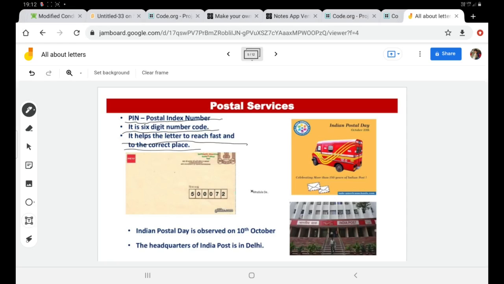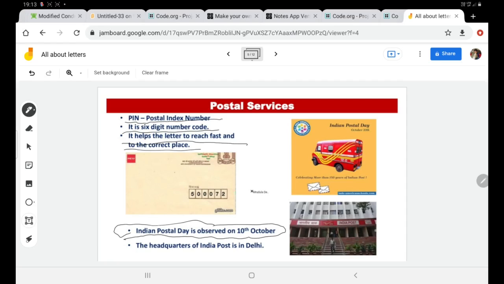Like we have Children's Day, Teacher's Day, Mother's Day, Father's Day, there is a day called Indian Postal Day. Indian Postal Day is observed on 10th October. So October 10th. Like we have Children's Day, Mother's Day, Father's Day, Teacher's Day, like that we have Indian Postal Day. It is observed on 10th October.